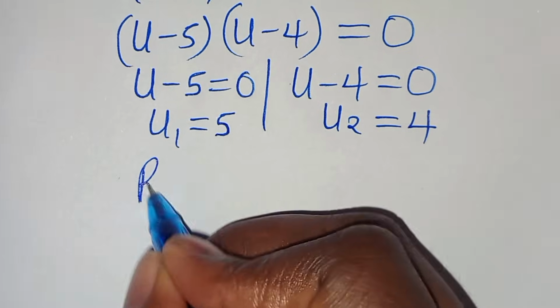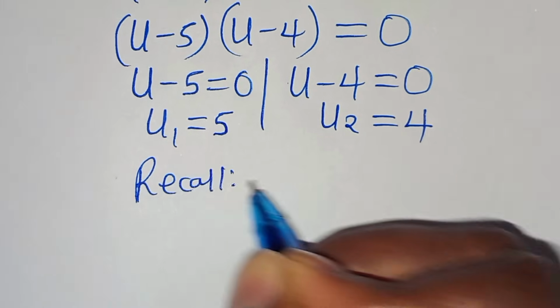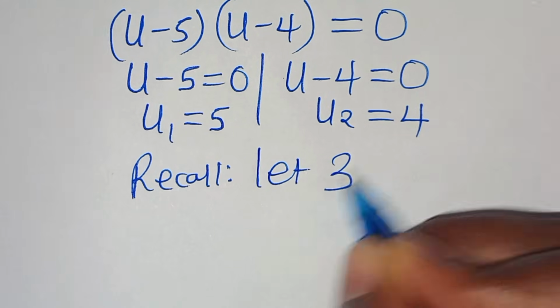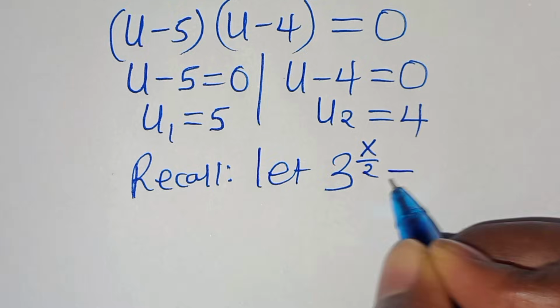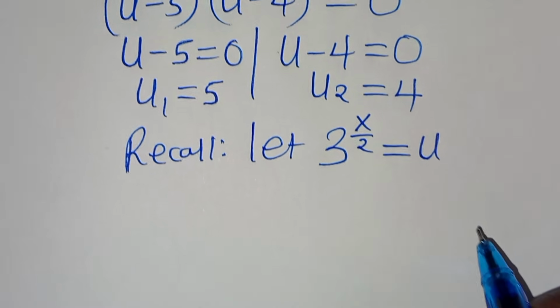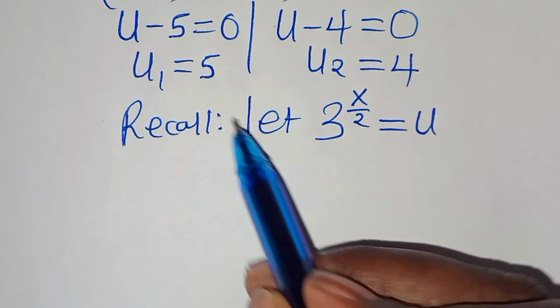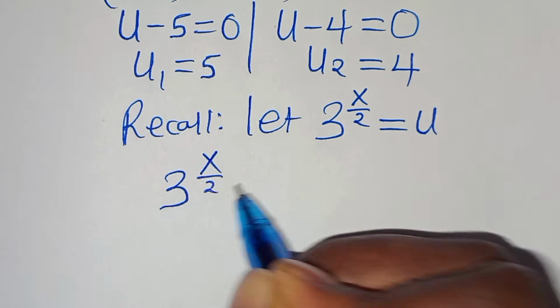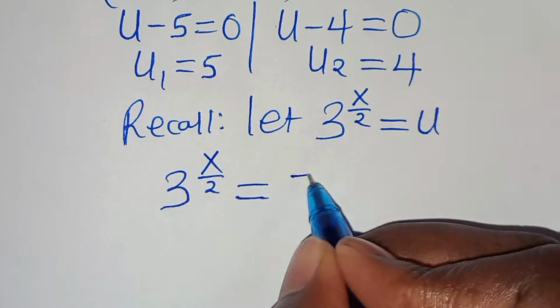Now, if you recall, we are saying that let 3 to the power of x over 2 be equal to u. Now, let's substitute u. We have 3 to the power of x over 2 equal to u1, which is 5.